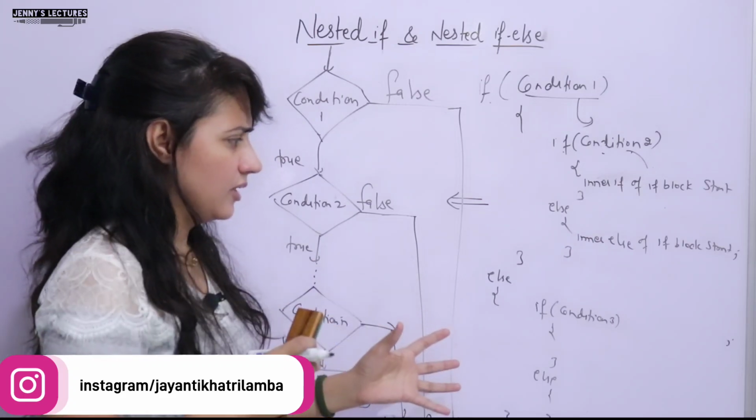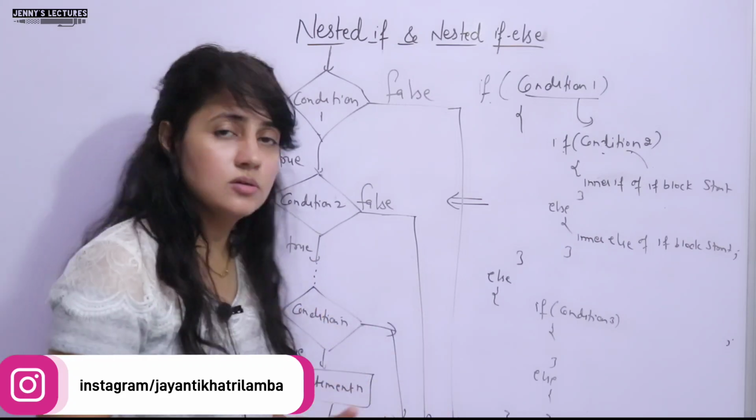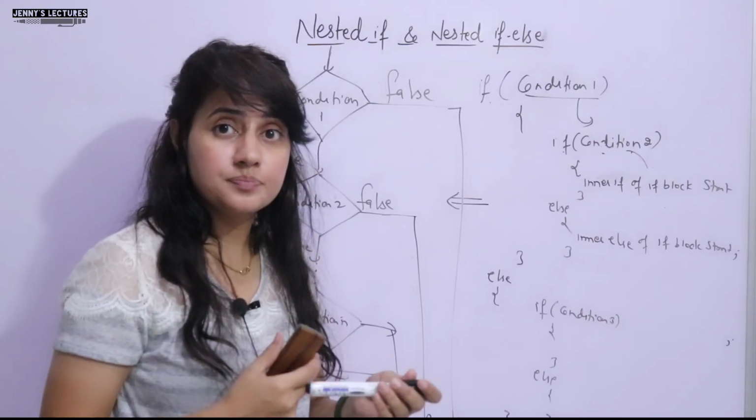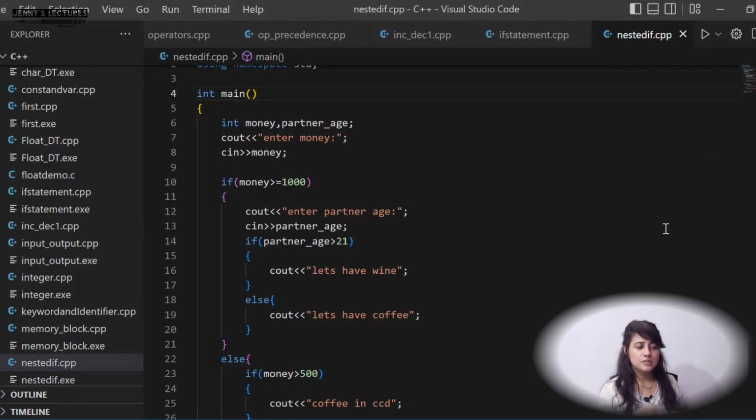Right. Now let's do the practical of this. Let's take a simple example and write a program. Let me first tell you the scenario. We are discussing nesting of if else. So the condition is, with the same example, if you have money greater than 1000 rupees, then the second condition is you have to check if your partner's age is greater than 21, then you can take wine, else coffee in Starbucks, right?